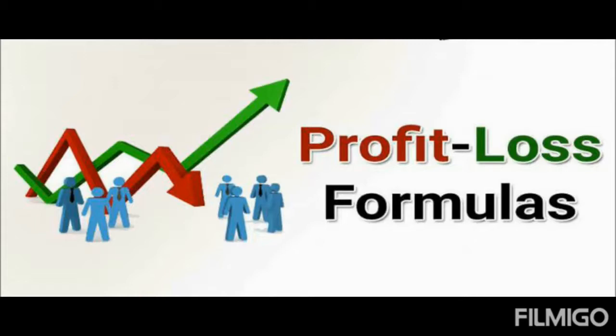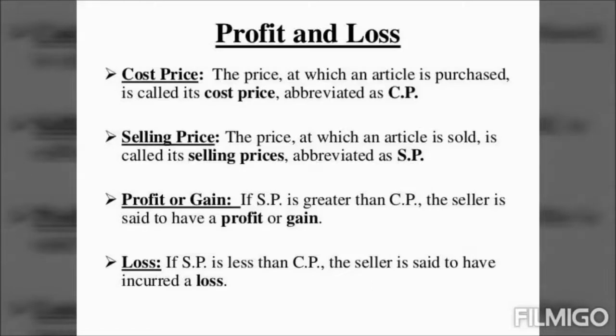Before starting profit and loss, I would like to introduce a few basic terms related to profit and loss, that is cost price. The price at which an article is purchased is called its cost price. Selling price, the price at which an article is sold is called its selling price.